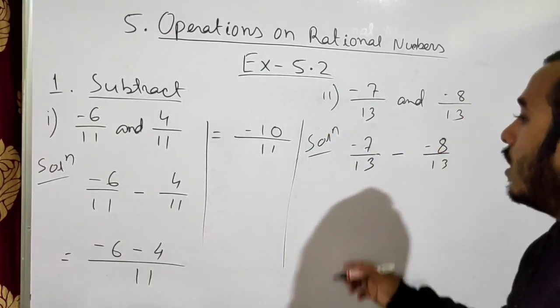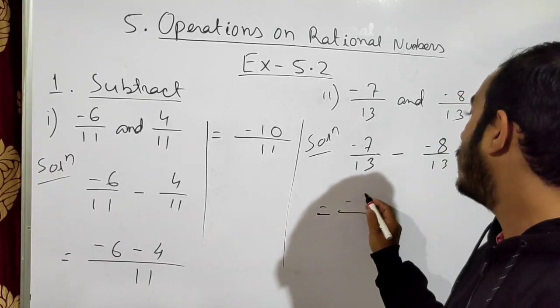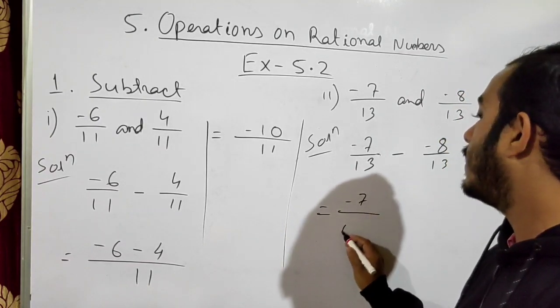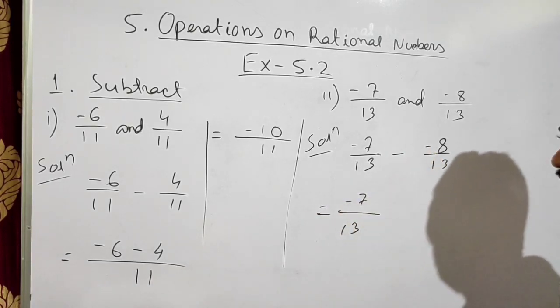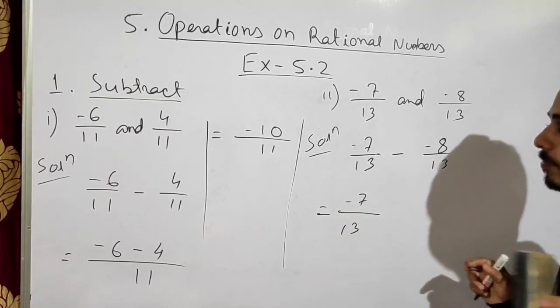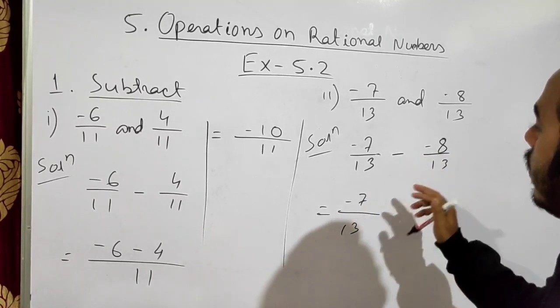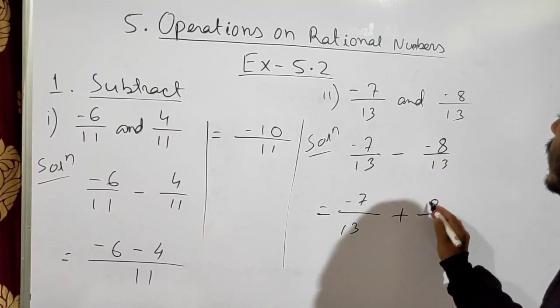Clear? Okay. So look here, what is the main thing? Look, minus 7 by 13, and look at this one, minus minus. Minus minus is what? Minus minus is plus, isn't it? So it will be plus 8 by 13.